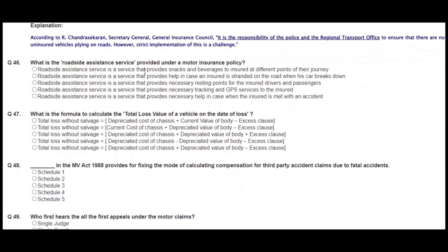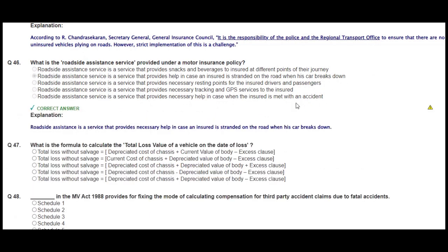What is the roadside assistance provided under motor insurance? Roadside assistance does not provide snacks and beverages. Instead, it provides help for car breakdowns. Roadside assistance will be provided only for breakdowns, not for necessary rest for drivers and passengers. GPS service is not provided. If he meets with an accident, it is not covered; only for breakdown purposes will roadside assistance be provided.